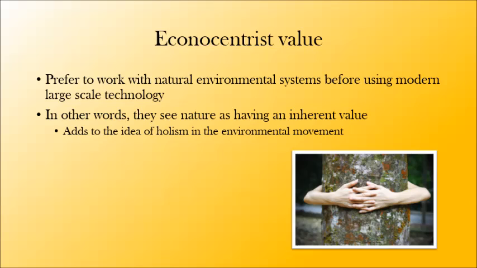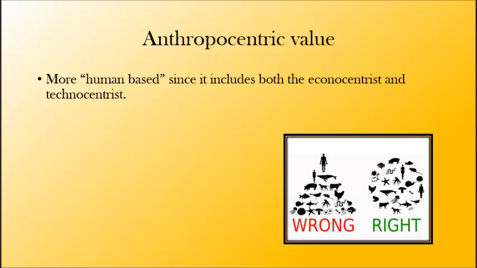On the other end, we can find the ecocentrists who prefer to work with natural environmental systems before using modern large-scale technology. Unlike technocentrists, they see themselves as a part of nature rather than in control of it. At one end of this view, people are considered soft ecologists. In other words, someone who rejects materialistic needs and is conservative regarding environmental solutions. The other end of this ecocentrism is the deep ecologist. In short, they value nature more than mankind, meaning that they see nature as having its own inherent value, which adds to the idea of holism throughout the environmental movement.